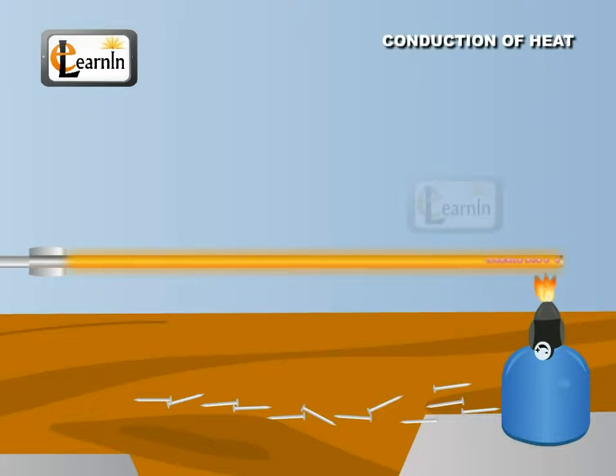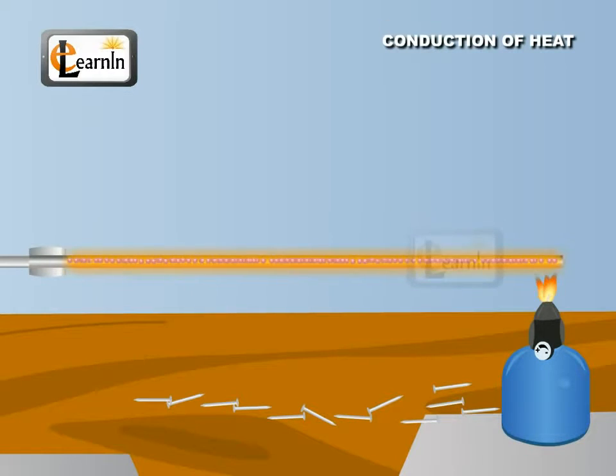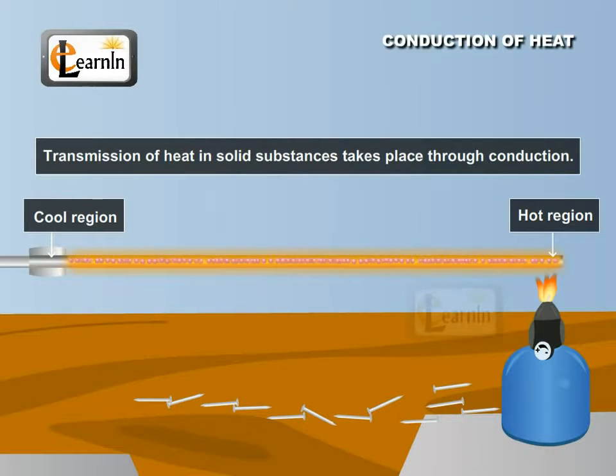This phenomenon is repeated throughout the length of the rod. In this way, the heat energy gets transferred from the hot region to the cold region. Transmission of heat in solid substances takes place through conduction.